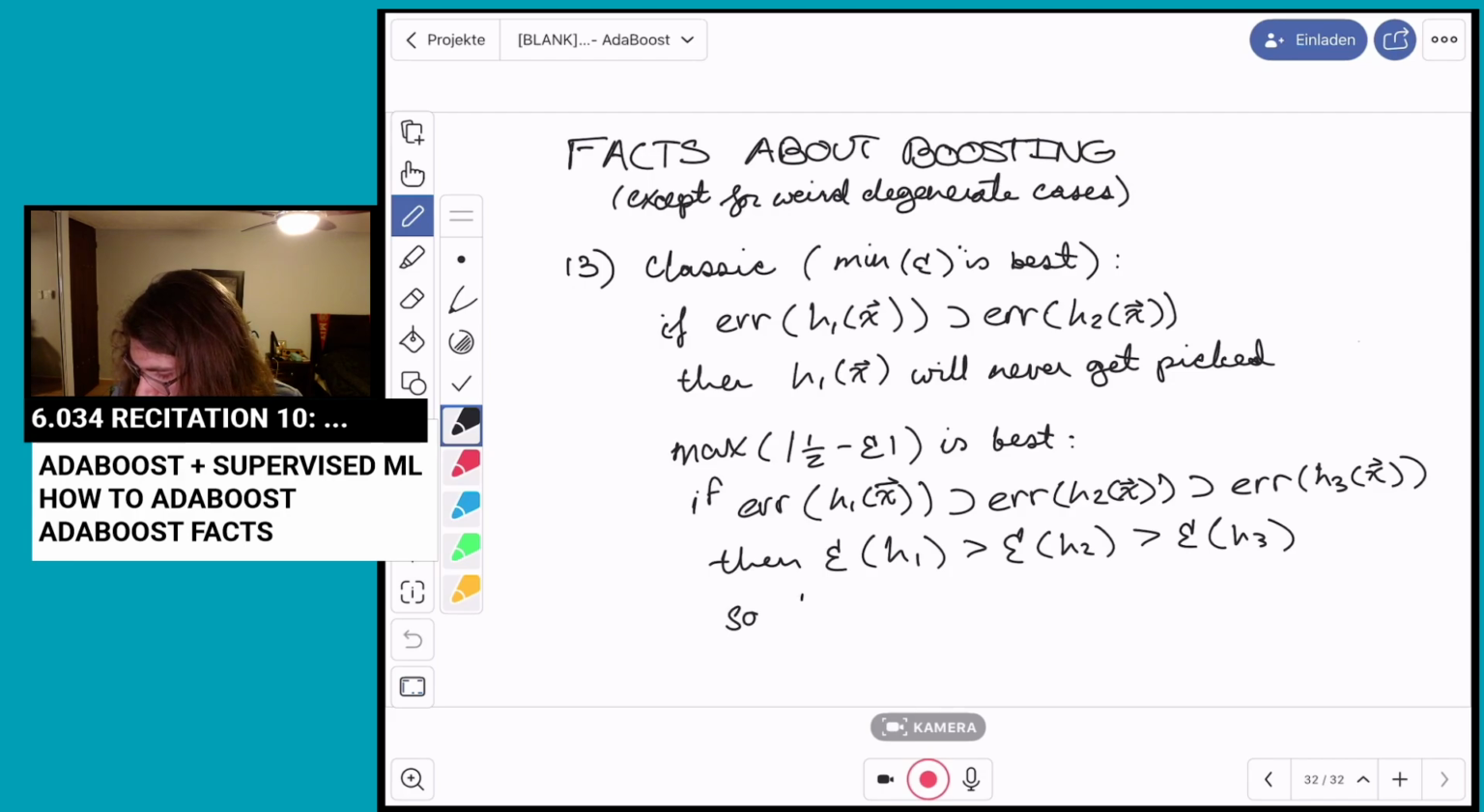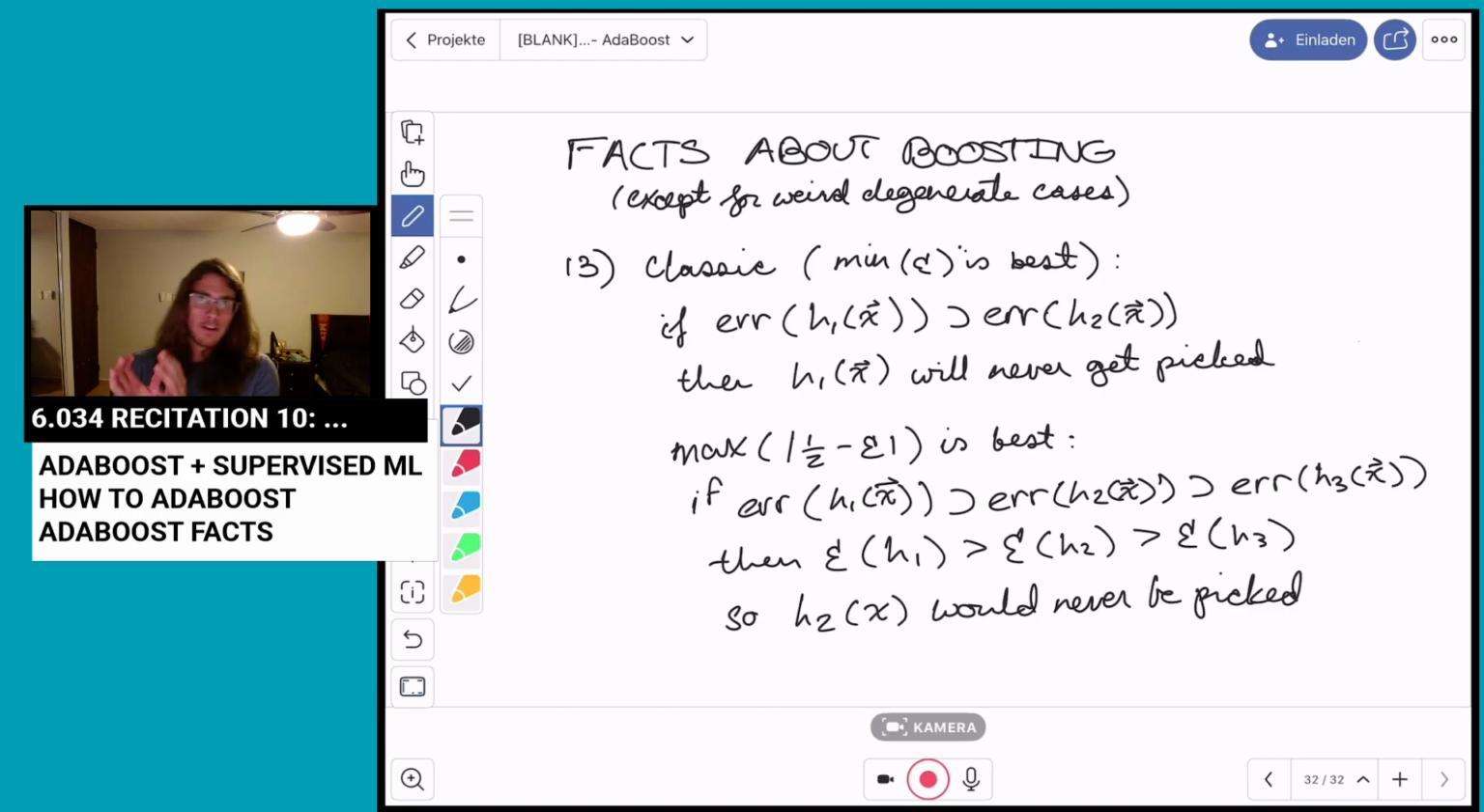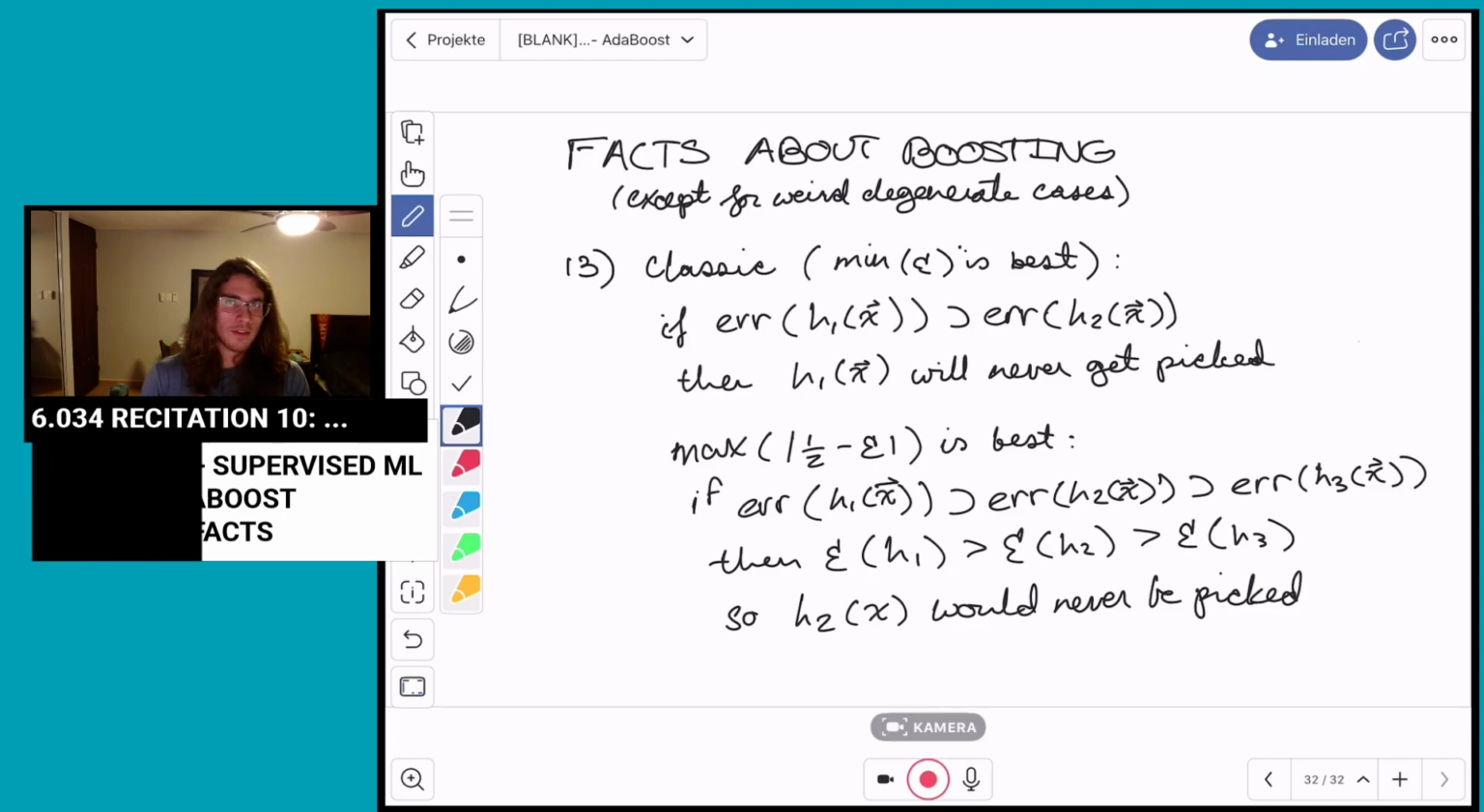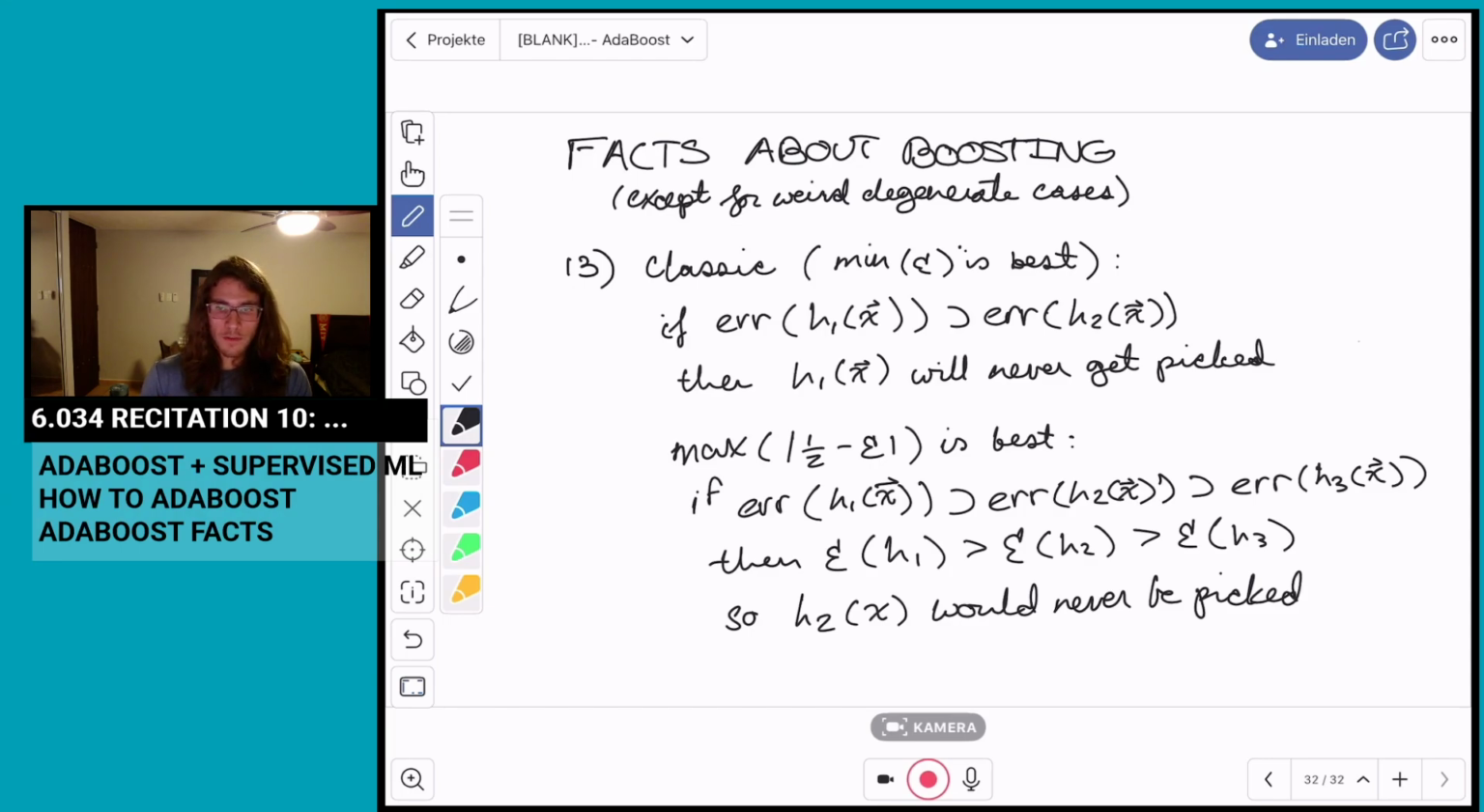Then H2 of X would never be picked. Intuitively, H3 commits very few errors, so if you're looking for the minimum error rate or the error rate furthest away from 1/2, so either a lot of errors or no errors at all, then out of the three, H3 would be the one to pick in terms of fewest errors. But if you're looking for maximum amount of errors, you would pick H1. H2 is in that middle ground where there's a better choice than H2 in either of the two scenarios, intuitively speaking, and that's why H2 would never be picked by adaptive boosting.